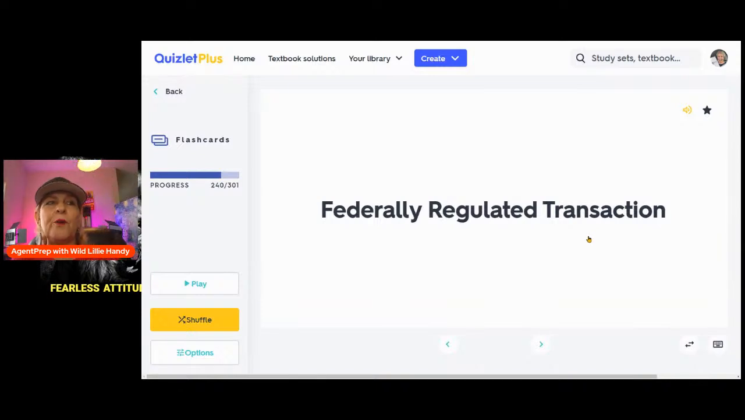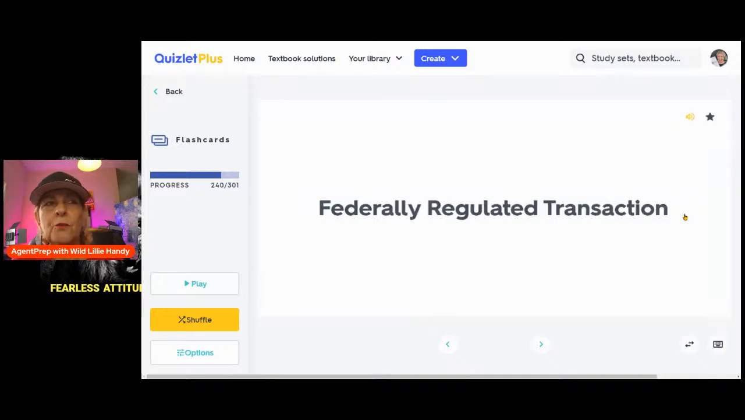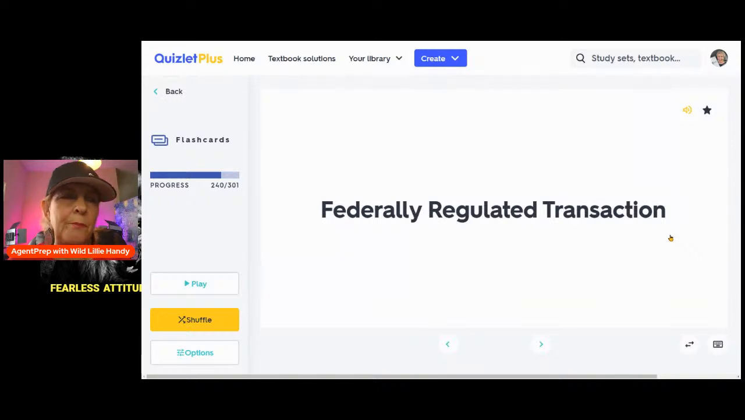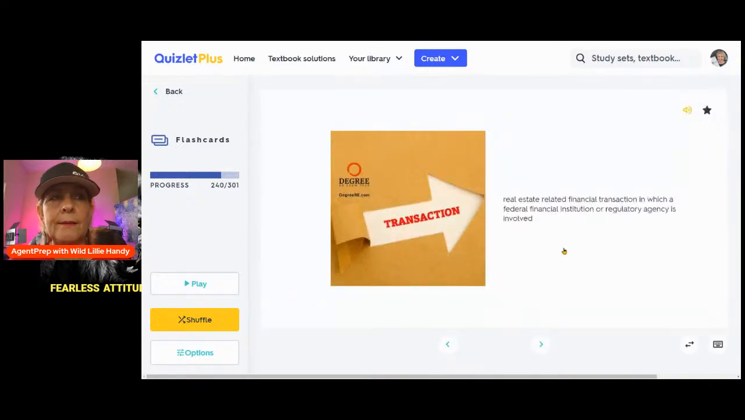Federally regulated transaction. What is a federally regulated transaction? So real estate related financial transactions in which a federal financial institution or regulatory agency is involved. So it's not an individual personal transaction between buyer and seller, although they are a buyer and seller, okay, but this is federal, universal for the United States. So it's a business transaction, a federal financial institution, or a regulatory agency.